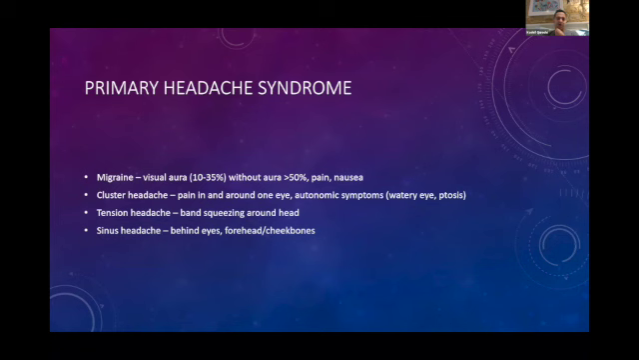Primary headaches, migraines, often with a visual aura, about 10 to 35%, often without an aura, more than 50% of patients, and they get pain and nausea and light sensitivity. Cluster headaches are surprisingly common, actually. They get pain in and around one eye, and autonomic symptoms such as a watery eye and sometimes a ptosis. A tension headache, which probably a lot of people have had, where they feel like a band is squeezing around their head. And sinus headaches tend to be behind the eyes or the forehead or the cheekbones.